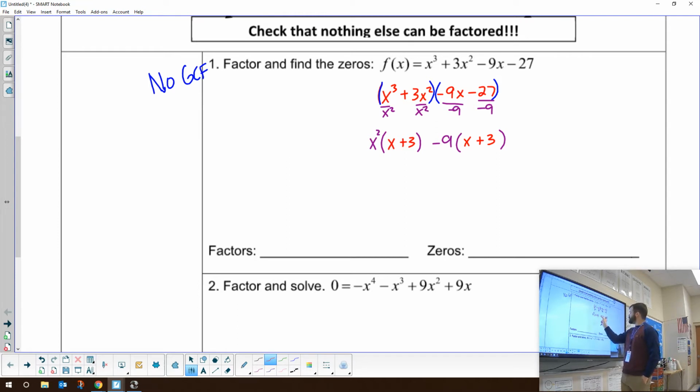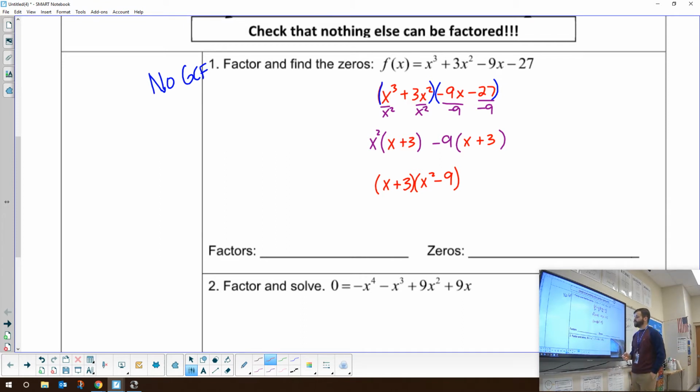And you'll notice we can now find the greatest common factor of these two terms. I can pull out what they have in common. They both have an x plus 3 in common. So I can pull out to the front x plus 3 and multiply that by x squared minus 9.